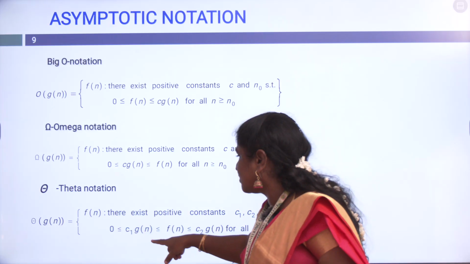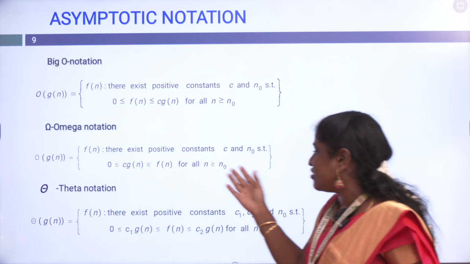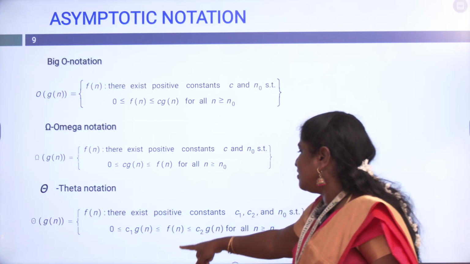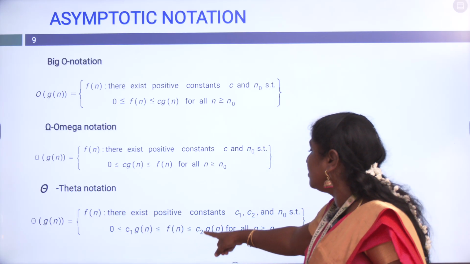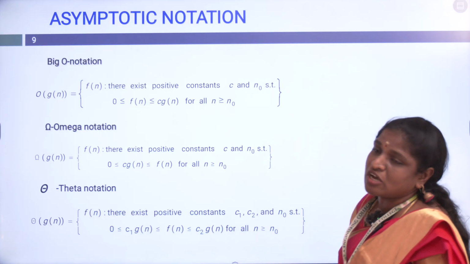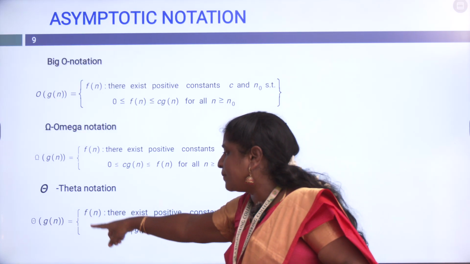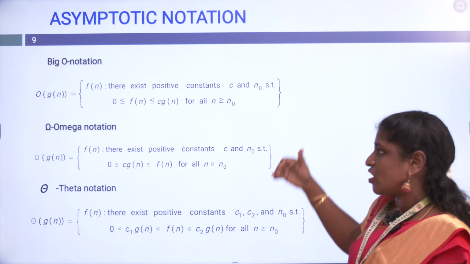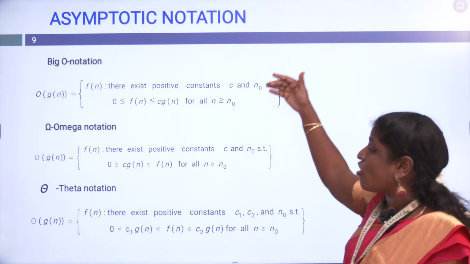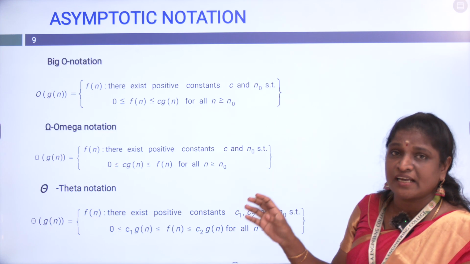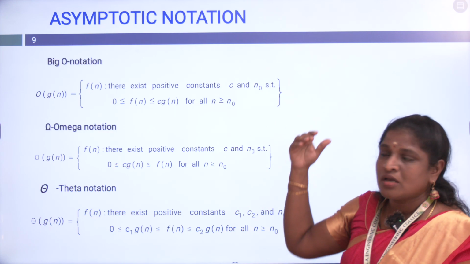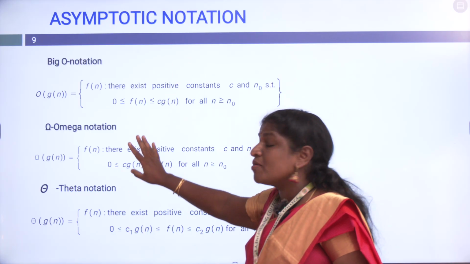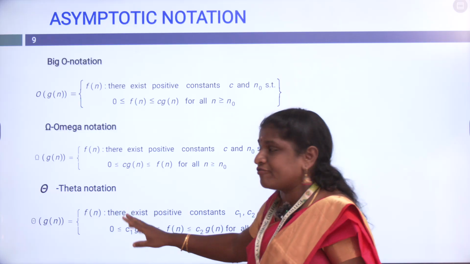And next, if it is between c1 and c2, that is 0 less than or equal to c1 g of n less than or equal to f of n less than or equal to c2 of g of n, then we are going to make the notation theta notation. So these three are the important notations for evaluating the particular algorithm: big O means worst case, omega means best case, and then theta is average case.